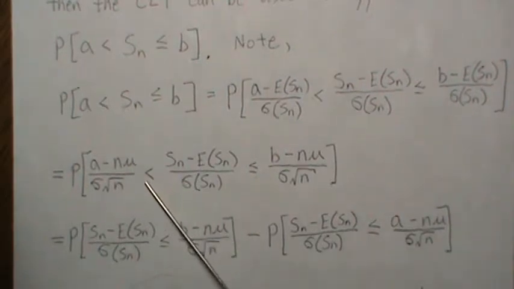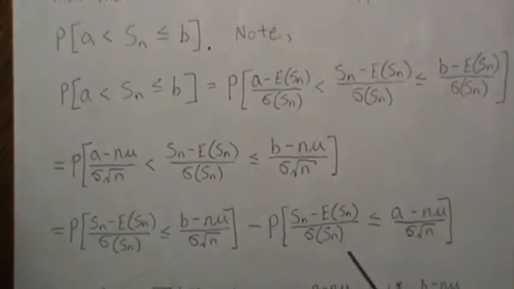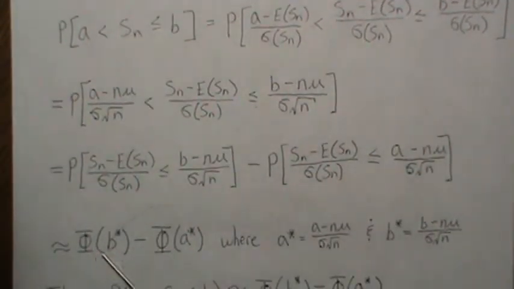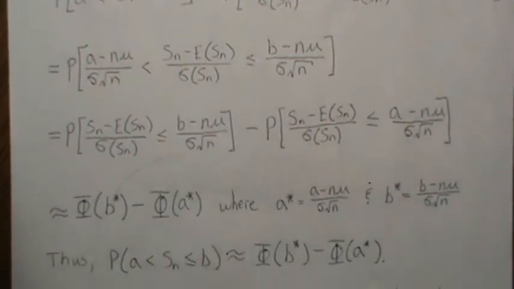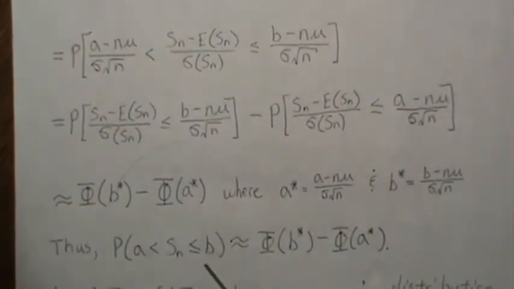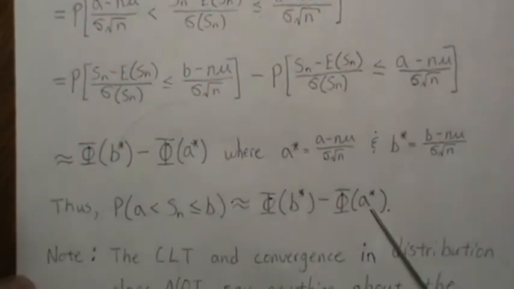And so we have to be careful with that equal sign in the discrete case. Then we just plug in values for that into the CDF function for a standard normal distribution, and we're done. So this probability can be approximated this way.